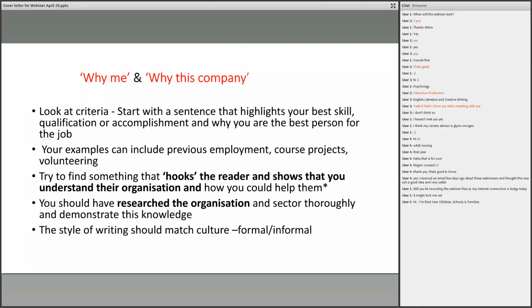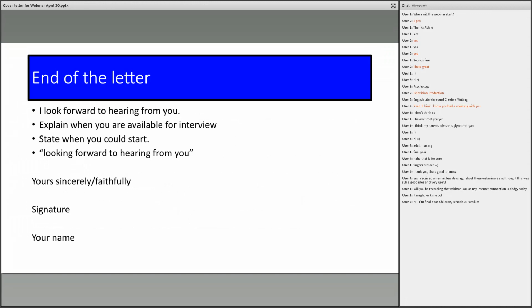Style of writing. What I mean by this is, if you're applying for a social media company or a creative sector, it tends to be more informal. You couldn't do that if you're applying for accountancy or law. They're probably more formal. So again, it's getting the right style as well.